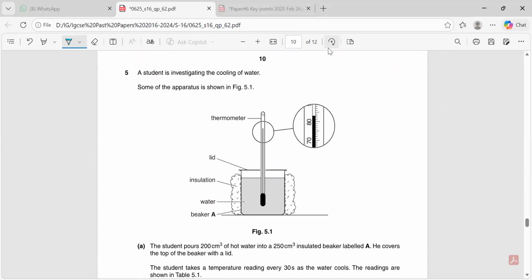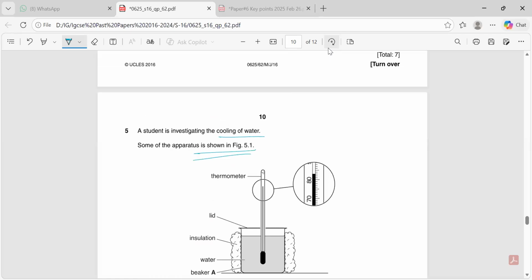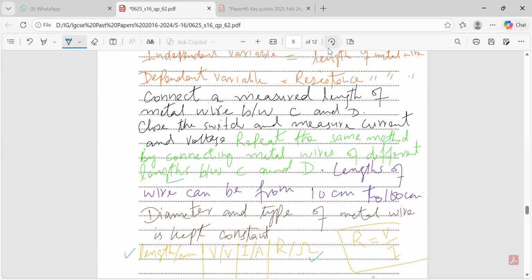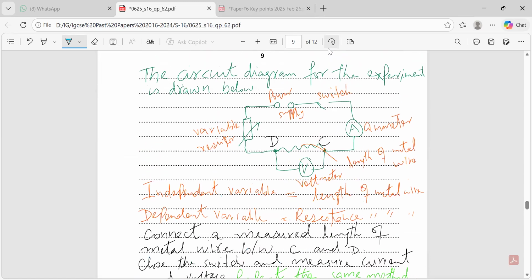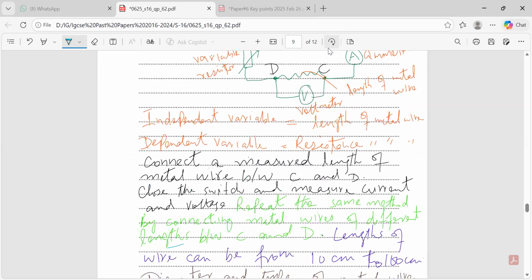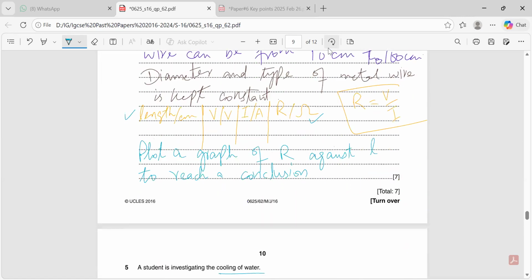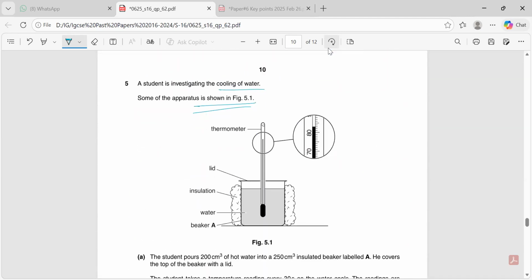That is, a student is investigating the cooling of water. Some of the apparatus is shown in the figure. And here, my dear friends, one more thing: in this question, I have used different colors so that accordingly you can see the points, and you will find every point is in a different color, so it is easy for you to mark and understand. Okay. So rate of cooling, or cooling of water.